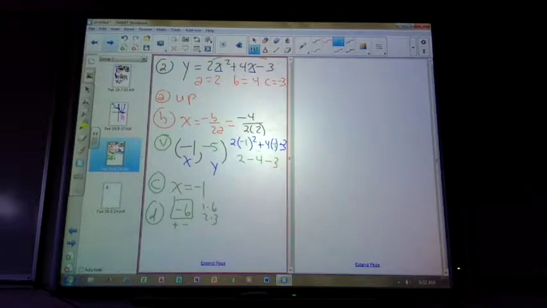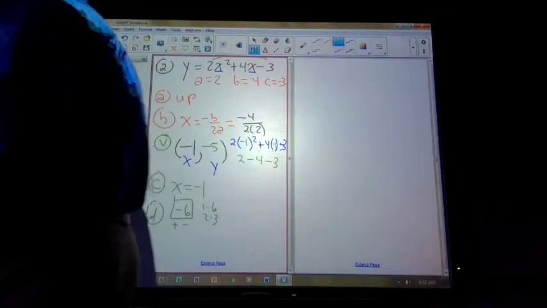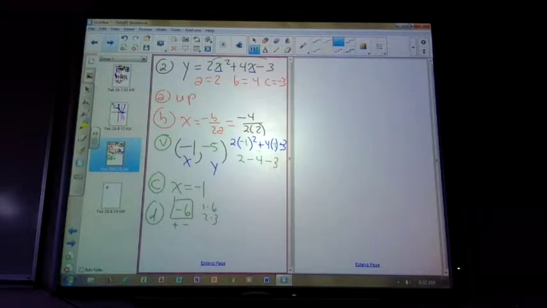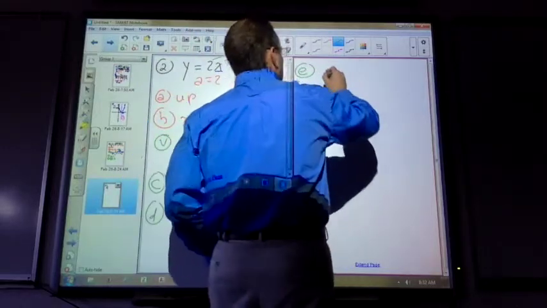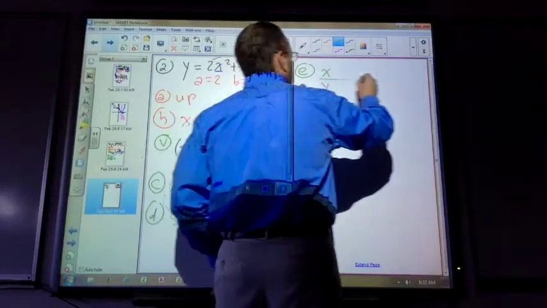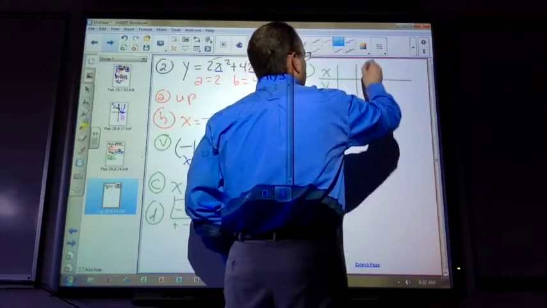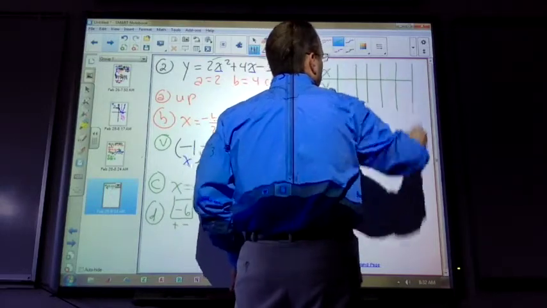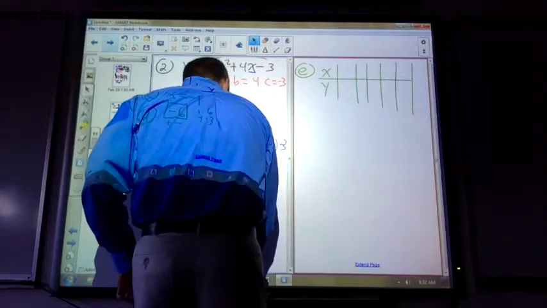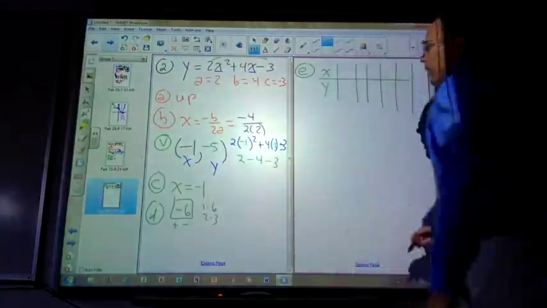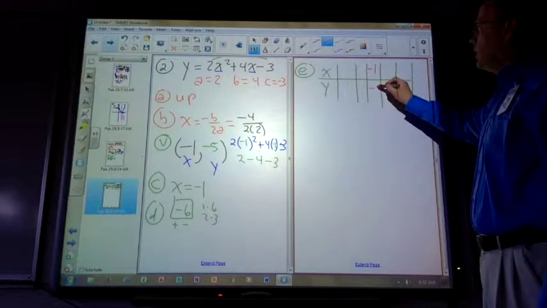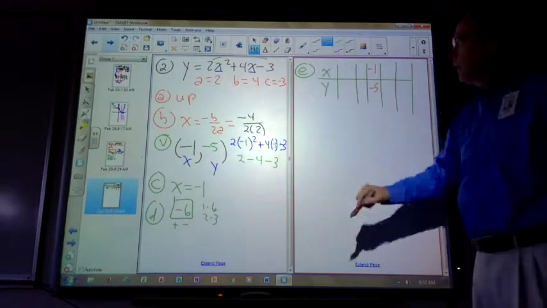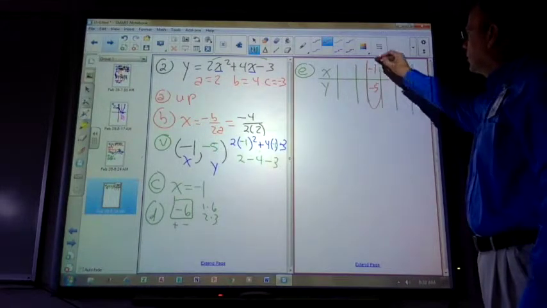I think we can make a table. Let's make our table. Here's our table. We have X values and Y values. In the very middle of our table, I'm putting the vertex. So I have -1, comma, negative what? 5. Close though. Good. So this is the vertex.